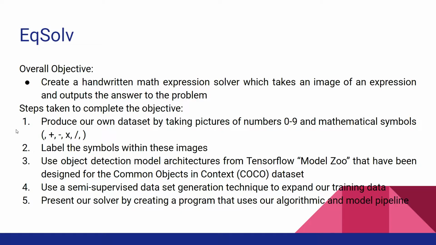First, we produce our own dataset by taking pictures of numbers 0 through 9 and mathematical symbols, and then we label the symbols within the images, and use object detection model architectures from TensorFlow's Model Zoo that have been designed for the Common Objects in Context dataset, also known as COCO. Then we use a semi-supervised dataset generation technique to expand our training data. And finally, we present our solver by creating a program that uses our algorithmic and model pipeline.